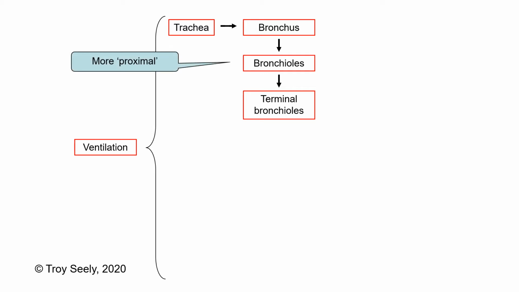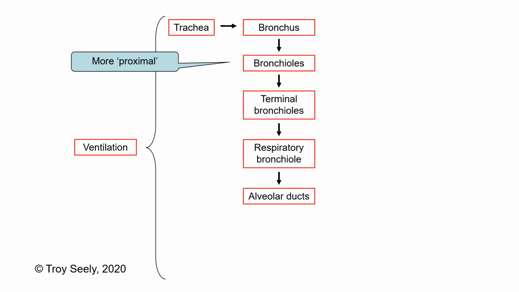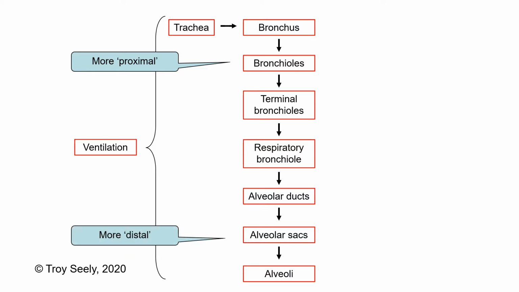Let's appreciate that the bronchioles are a bit more proximal than the terminal bronchioles. And that's one way we might be able to remember them in terms of the order. From the terminal bronchioles, we're going towards the respiratory bronchiole, alveolar ducts, alveolar sacs, and finally the alveoli. So as we go from the more proximal to the more distal, as we progress further and further down into the lungs, we can then proceed to separate the sections out into different regions.